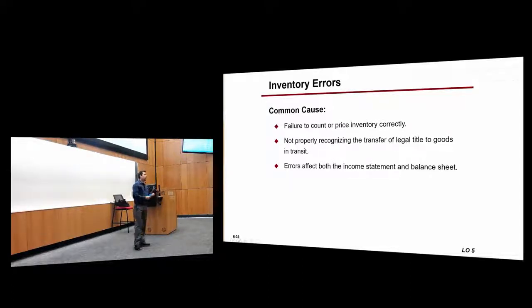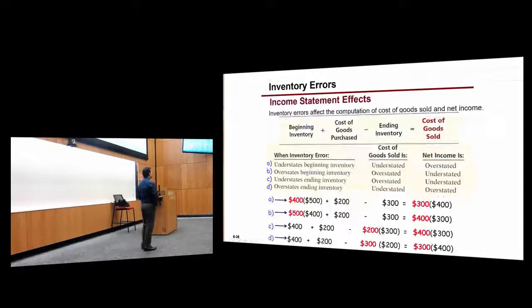Now, there are basically 4 types of errors when it comes to inventory errors. You can have beginning inventory overstated or understated, okay? Or you can have ending inventory overstated or understated. Those are the 4 types of errors that could happen.